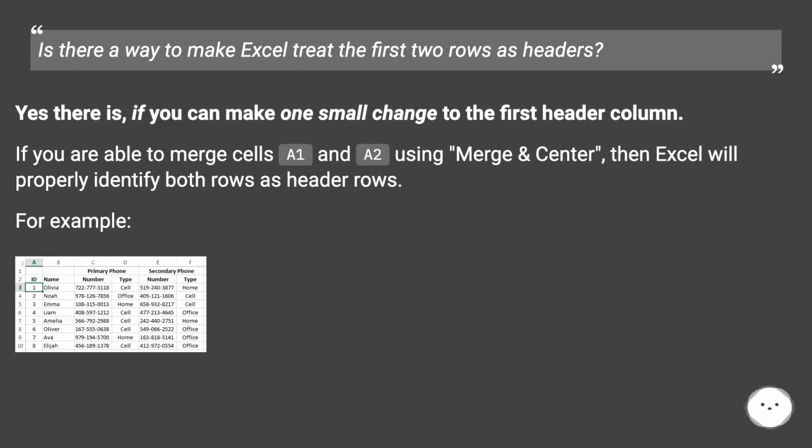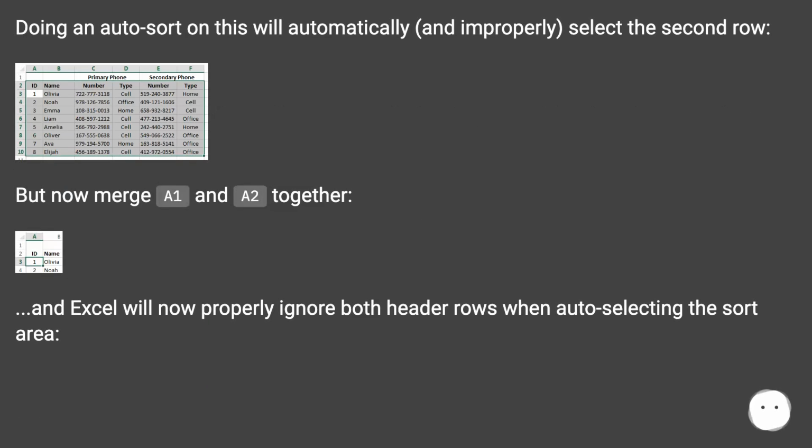Is there a way to make Excel treat the first 2 rows as headers? Yes, there is, if you can make one small change to the first header column. If you are able to merge cells A1 and A2 using Merge and Center, then Excel will properly identify both rows as header rows. For example, doing an auto sort on this will automatically, and improperly, select the second row. But now merge A1 and A2 together. And Excel will now properly ignore both header rows when auto selecting the sort area.